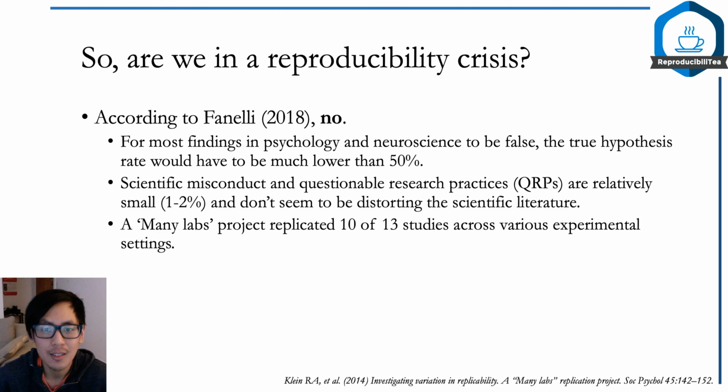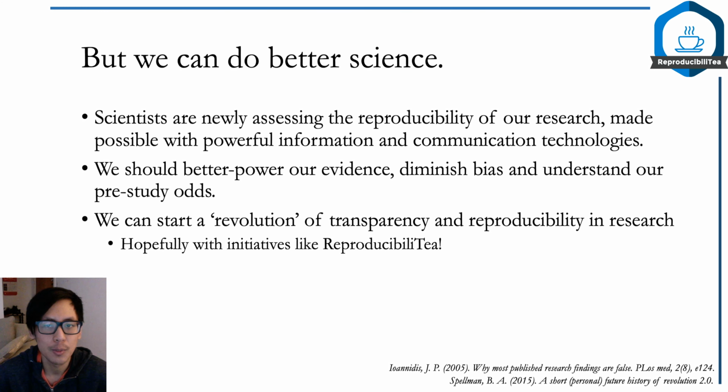And while there is some bias in the literature, while there is scientific misconduct and questionable research practices, they appear to be relatively small in the literature, about 1 to 2%, and they don't seem to be distorting the greater scientific literature. And there have been times where we have replicated results. So a Many Labs project did replicate 10 of 13 studies across various experimental settings. So we aren't in a total crisis. But the truth is we can do better science.